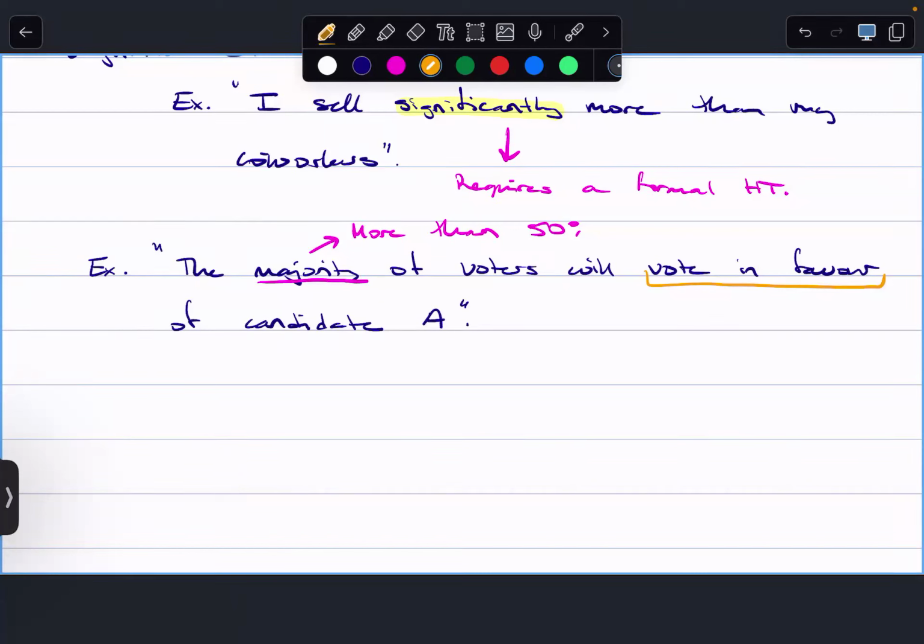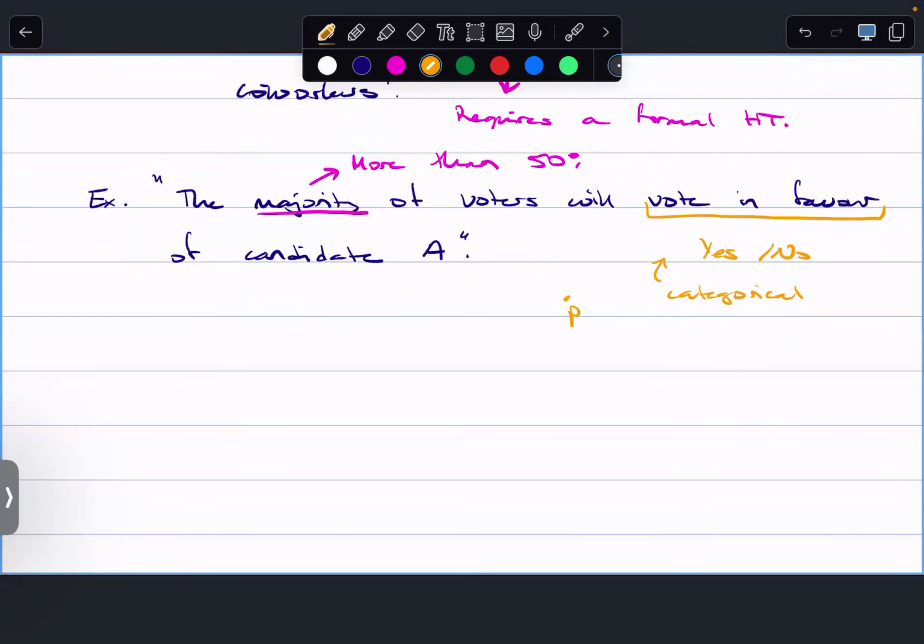So voting in favor, the outcomes are either yes or no. You could include a don't know, but we'll just focus on the yes, no, which means that it's categorical. And so we're going to be talking about a sample proportion. So p-hat is the sample proportion who say they're going to vote yes, the sample proportion in favor of candidate A.